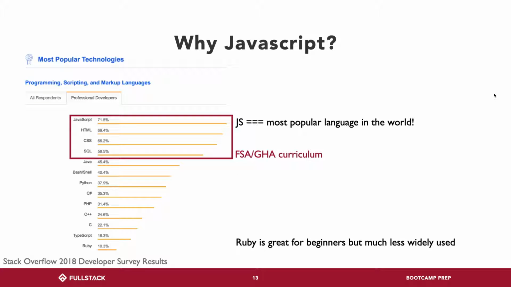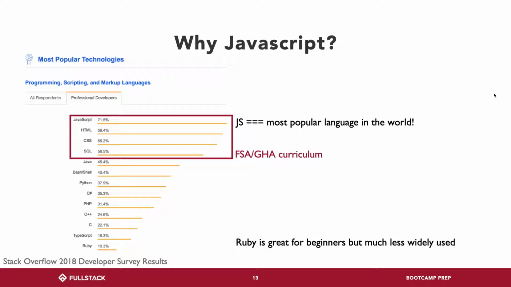So, why does full stack teach JavaScript? JavaScript is the most popular language in the world. Pretty sure that's true. Anything that could be written in JavaScript eventually probably will be written in JavaScript. It's great on the front end, and ever since the introduction of something called Node, JavaScript can also be used on the back end, okay?